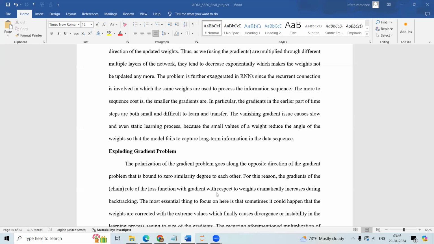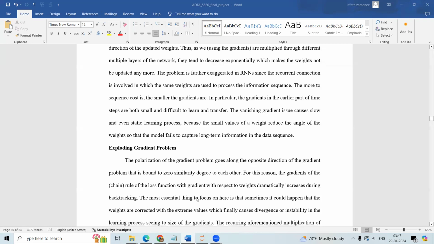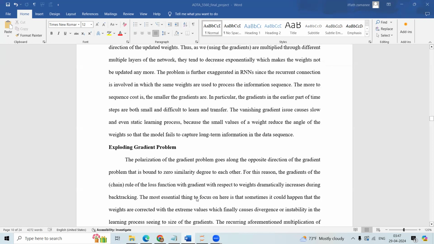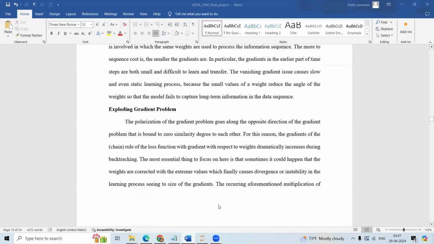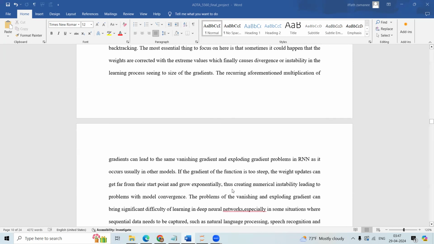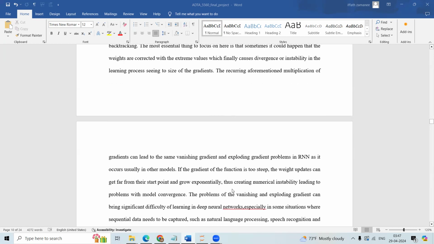For this reason, the gradients of the chain rule of the loss function with respect to the weights dramatically increase during backpropagation. The most essential thing to focus on here is that sometimes the weights are corrected with extreme values, which finally causes divergence or instability in the learning process due to the size of the gradient. So the recurrent multiplication of gradients can lead to both vanishing gradient and exploding gradient problems in RNNs, as it usually occurs in other models.